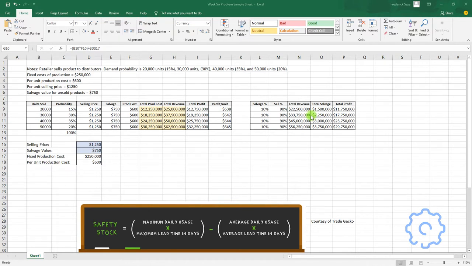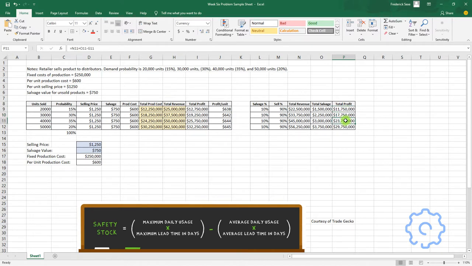So then we would take the total revenue, which is here, add the total salvage, and then subtract the total production costs to give us our profitability, our total profit. And you can do this for all the rows.